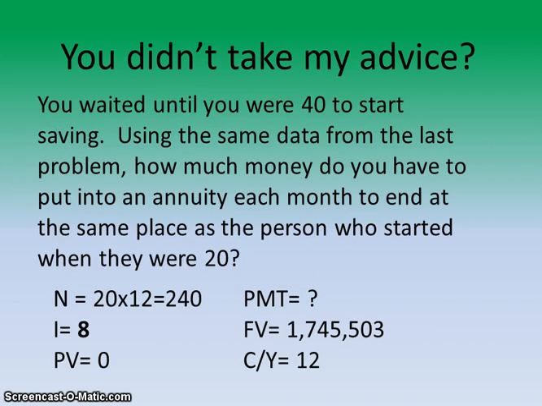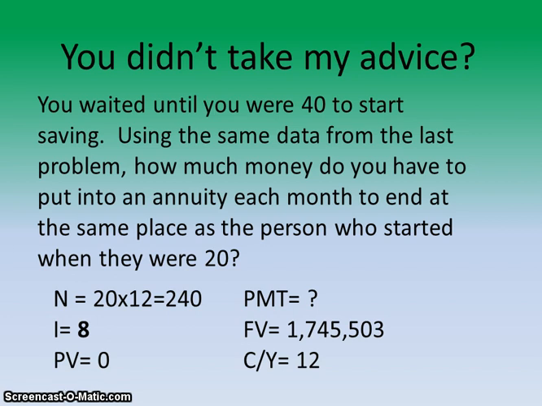So let's say you don't take my advice. Let's say you don't start doing this at age 20 or 21, and you wait until you're 40 years old to start saving. Using the same data from the last problem, how much money do you have to put into an annuity each month to end at the same place as a person who started when they were 20?